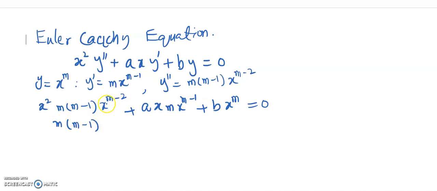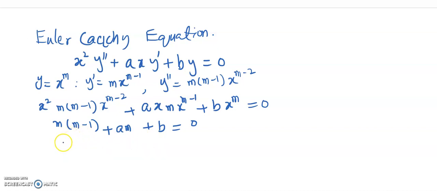We also have the term x power m here, and x power m is a term in every term, so we can divide throughout by x power m. So all the x terms are eliminated, only the m terms remain. For the next term, x power 1 and x power minus 1 cancel, and what is left is am, and here only b is left. So we get this equation.